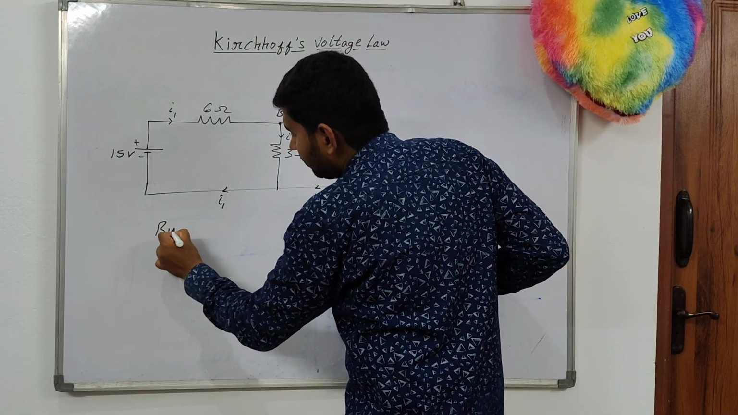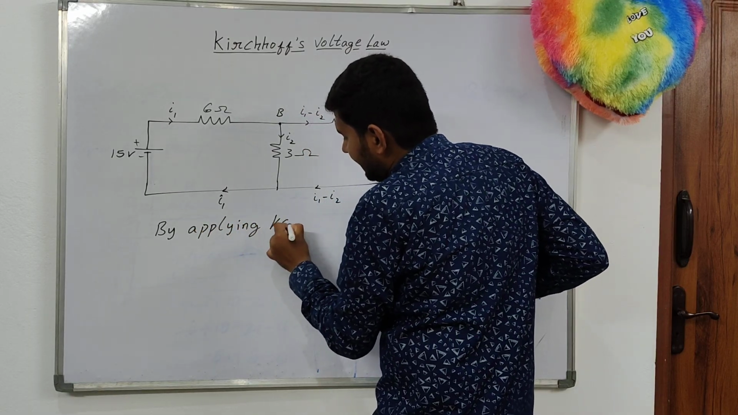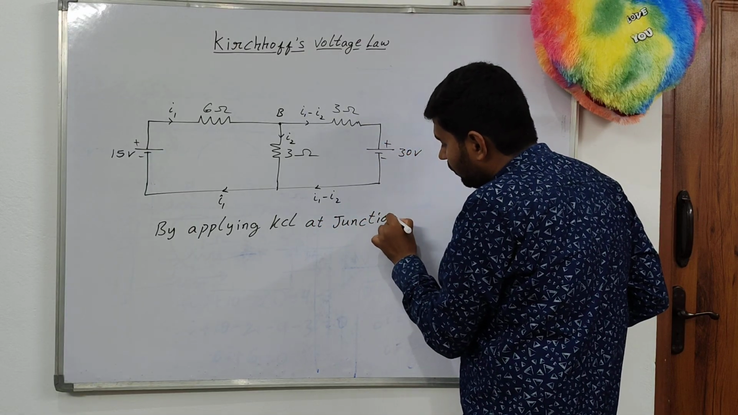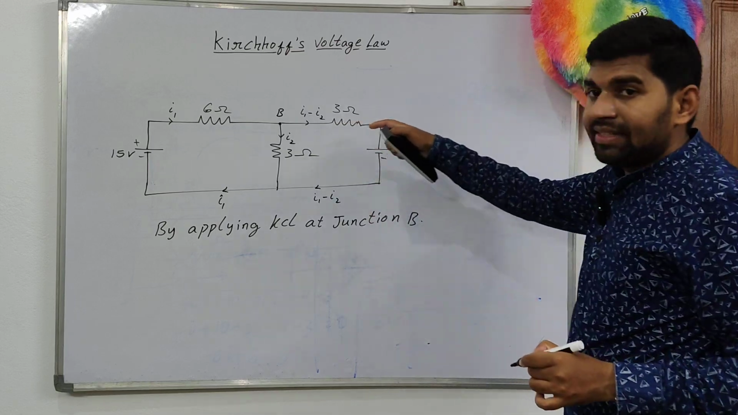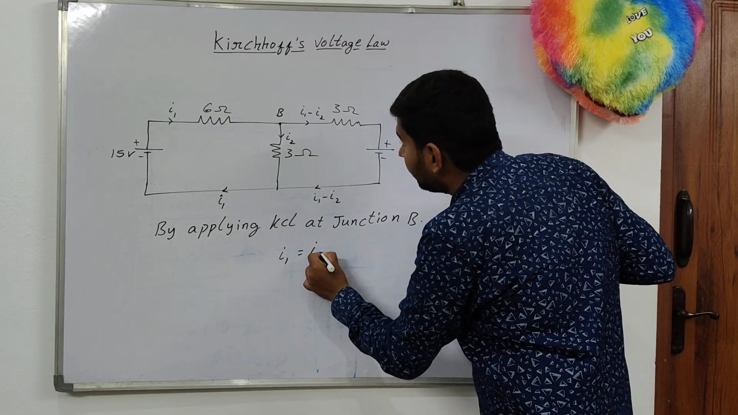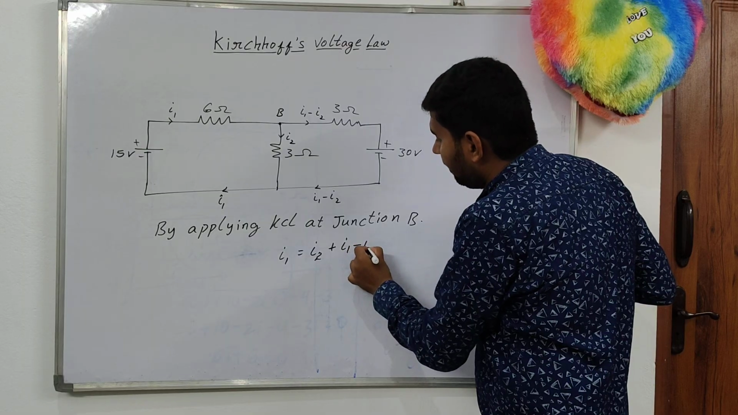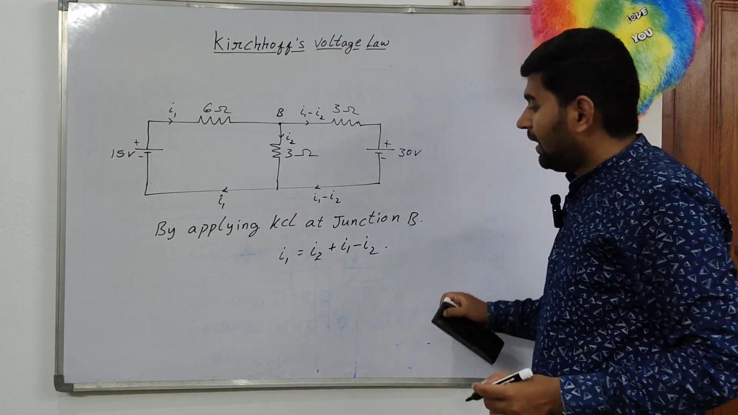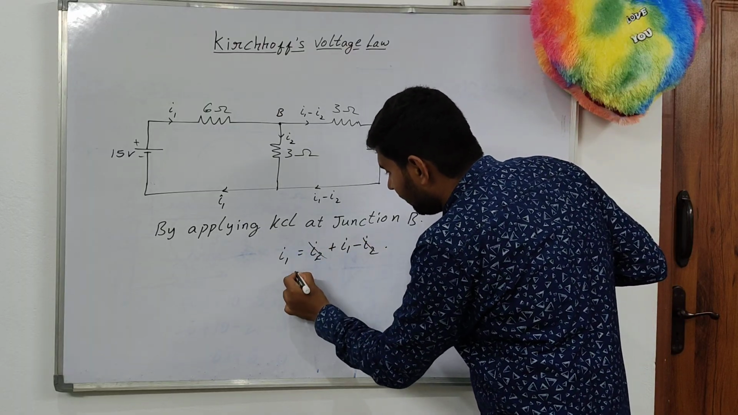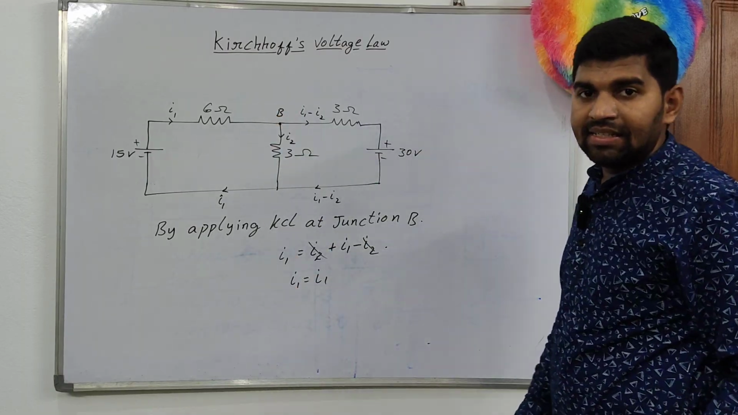By applying KCL at junction B, the sum of the incoming currents is I1. What are the leaving currents? I2 plus I1 minus I2. Is that clear? Now, the I2 terms cancel each other, so I1 is equal to I1. Here, the junction law is satisfied.